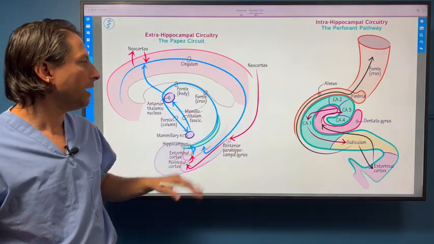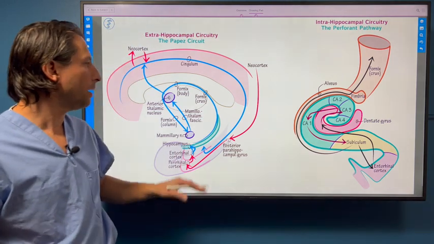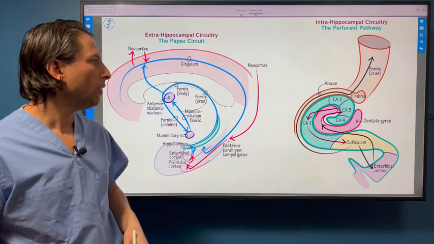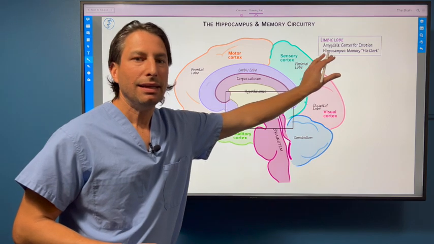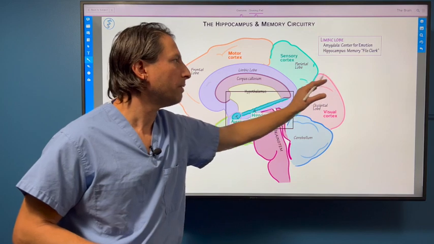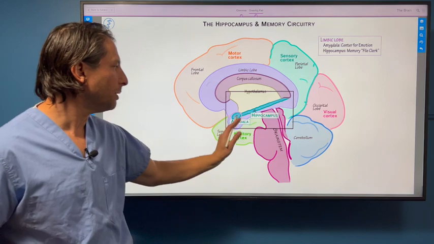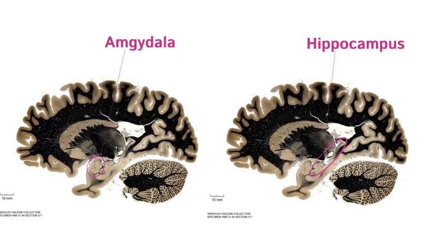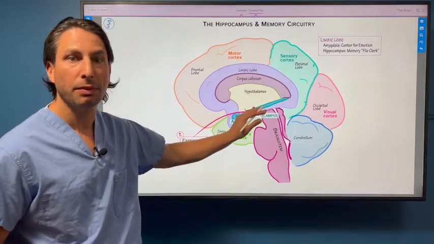And then when it comes to physiology, we have the Papez circuit here and the perforant pathway. But we're going to bring this information along with the anatomy together for a simplistic overview of memory. So the limbic lobe has an amygdala as the center for emotion, and then the hippocampus is the center for memory. It's the file clerk, and we'll see what that means in a moment. Here's the amygdala anterior to the hippocampus. Amygdala refers to almond-shaped.